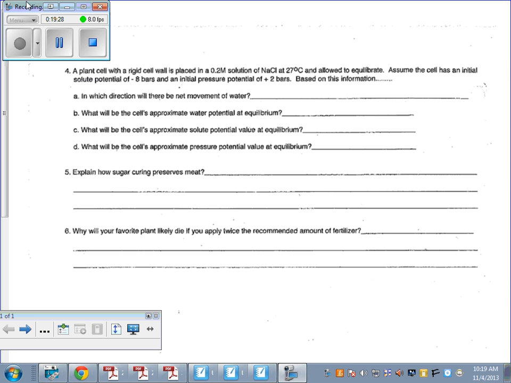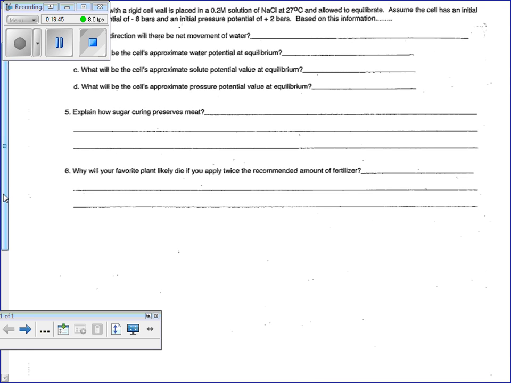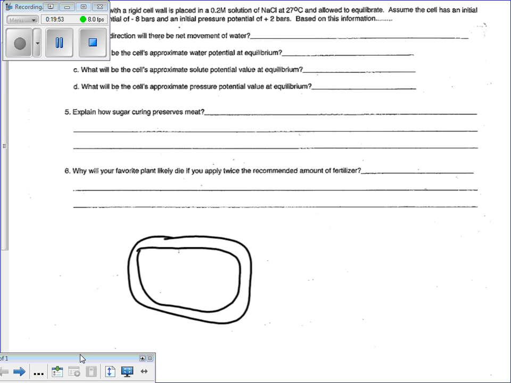All right, so the next one says a plant cell. Bingo, plant cell means I've got to account for pressure. That's the only real difference. A plant cell with a rigid wall is placed in a 0.2 molar solution of salt. Okay, so let me just draw a plant cell again. I'm putting it into an environment of 0.2 molar sodium chloride at 27 degrees Celsius.